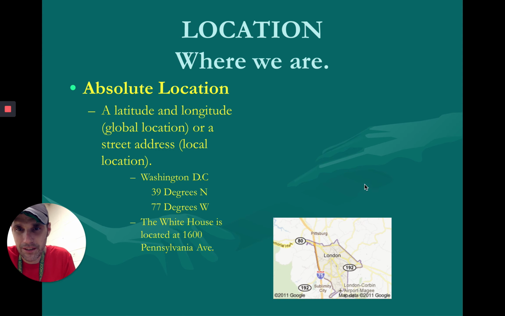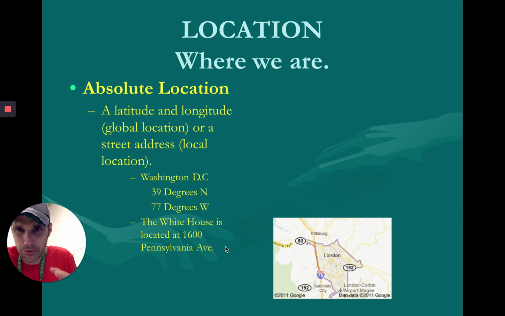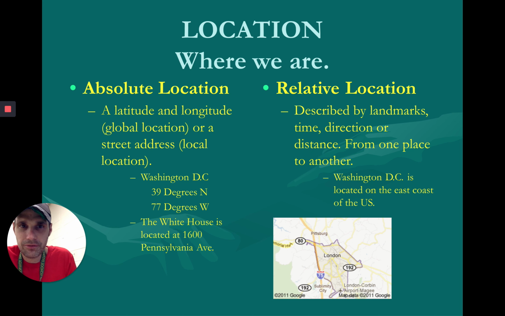So if you look here, you have Washington, D.C., 39 degrees north, 77 degrees west. The White House is located at 1600 Pennsylvania Avenue. That's the exact absolute location. Now, your relative location is what you're near. So if I say that your house is near the Wawa, it's described by a landmark, and that landmark is Wawa. So that could mean anywhere around here.